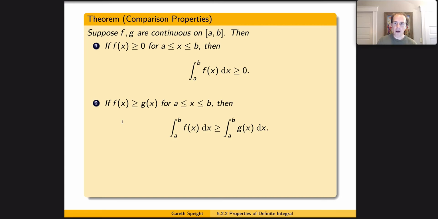So the area below f is going to include the area below g. So in other words, the integral of f is going to be bigger than the integral of g.